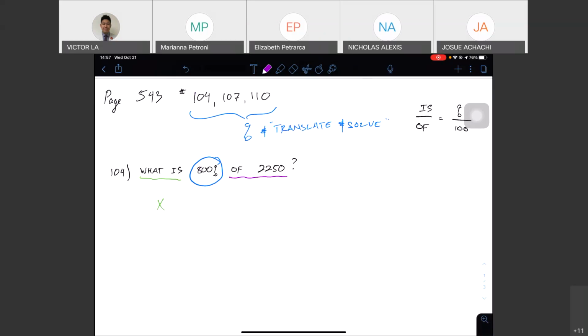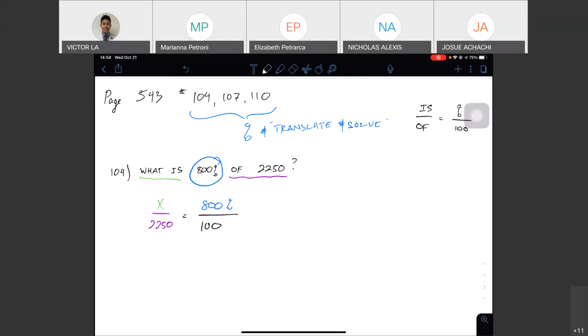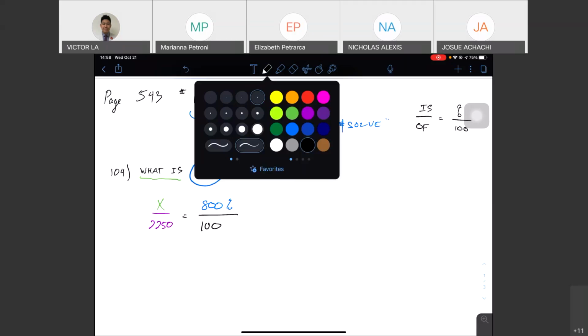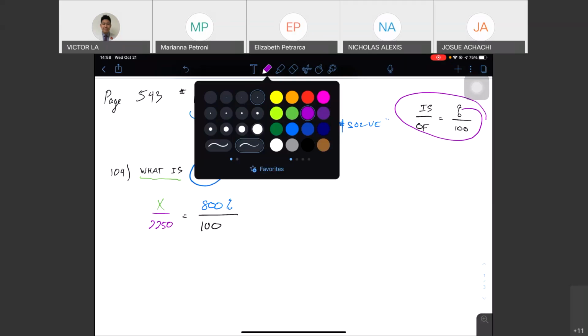Is over of 2250 is equal to the percentage, which was 800, and then you're over 100 here. Okay, and then after this, you just cross multiply and solve for x. So the setup, I feel, as long as you use this proportion, you'll get the answer right every time.